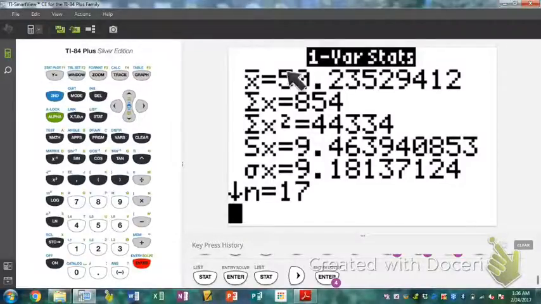This very first number here, that X with a line over it, if you remember, is your mean. So this is going to be one of your numbers you use. The next one we're going to use is standard deviation that's on this list. So there's another number we need.